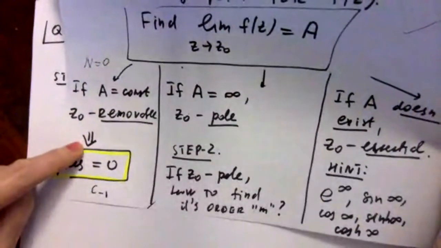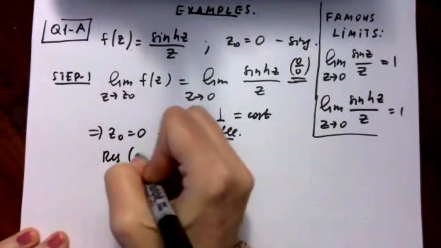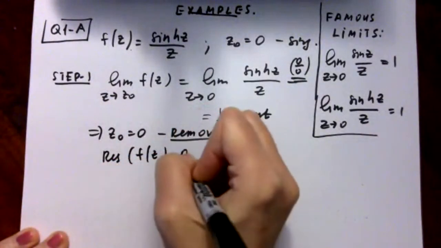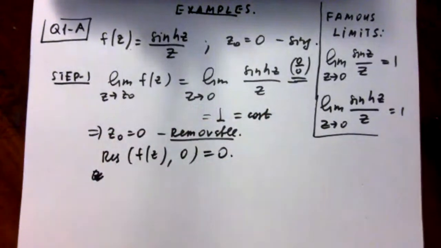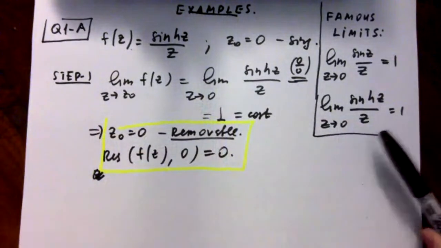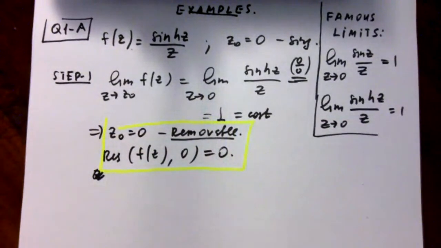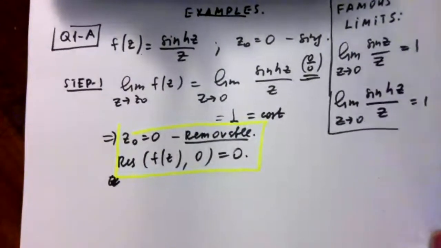But moreover, even better news is that if you're dealing with a removable singularity, the residue is just equal to 0. You don't need to go to the trouble of calculating all these things. It is equal to 0. That's it. So this is our answer. The singularity is removable and the residue is equal to 0. So sometimes things are pretty nice, you know. But in other cases, you need to show a little bit of reasoning, a little bit of experience, and so on.